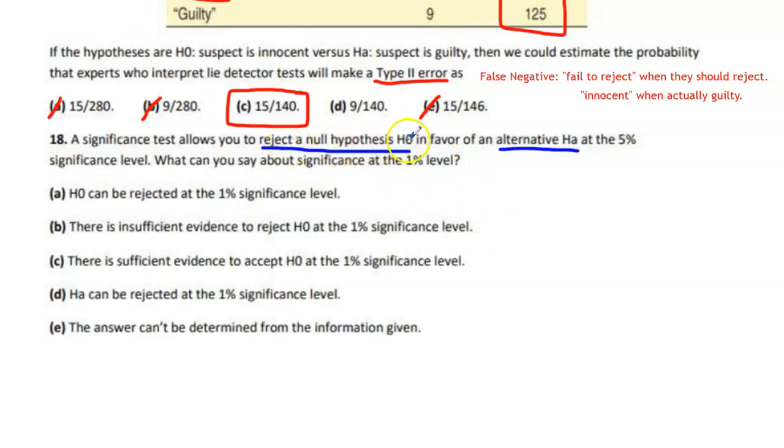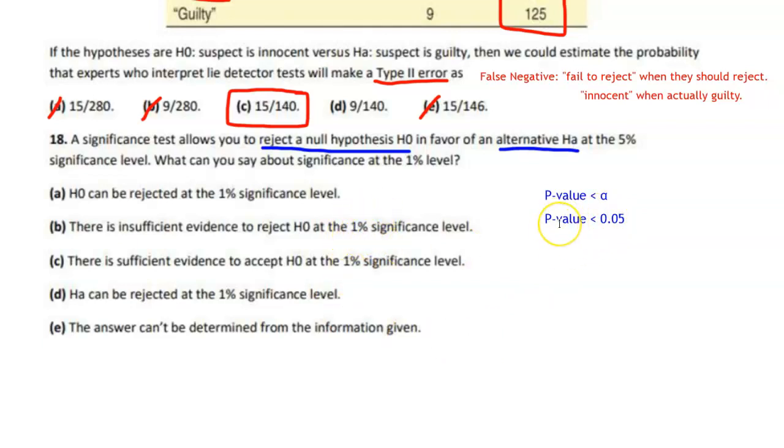Remember that rejecting a null hypothesis in favor of an alternative, HA, at 5% significance level, all that means is the p-value is less than alpha. Now, since it tells us that we're rejecting the null hypothesis, that means this p-value is going to be something smaller than 0.05. Well, it could be 0.04, 0.03, 0.02. So it's very difficult to say whether we're going to reject or fail to reject at the 1% significance level, right? Because we don't know what the value is compared to 0.01.